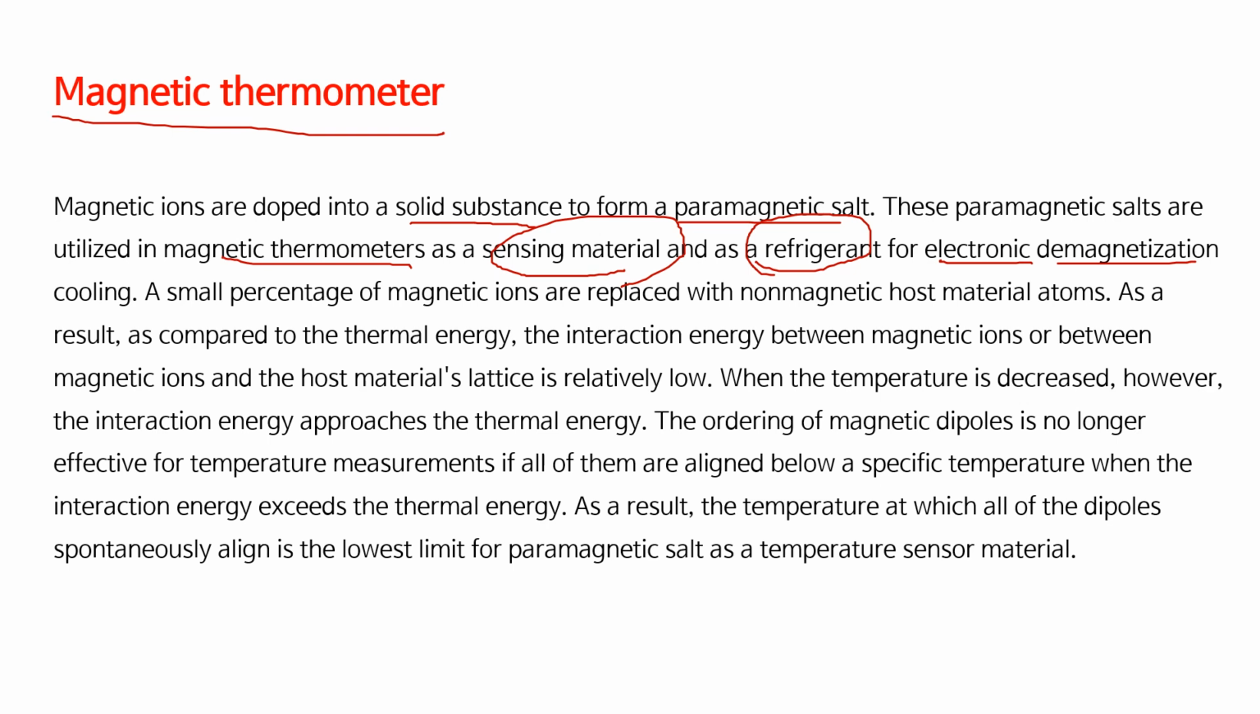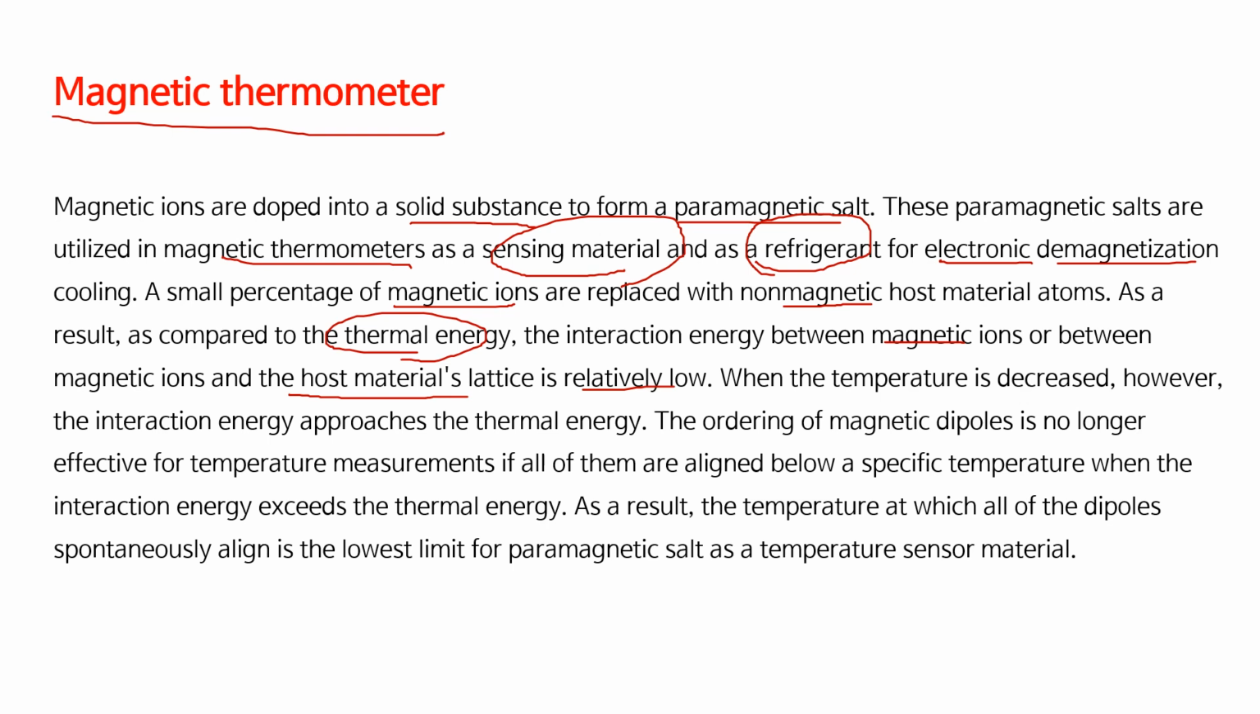A small percentage of magnetic ions are replaced with non-magnetic host material atoms. As a result, as compared to the thermal energy, the interaction energy between magnetic ions, or between magnetic ions and the host material's lattice, is relatively low. When the temperature is decreased, however, the interaction energy approaches the thermal energy.